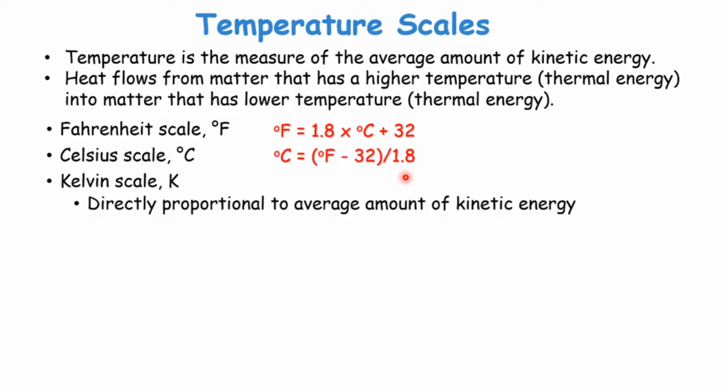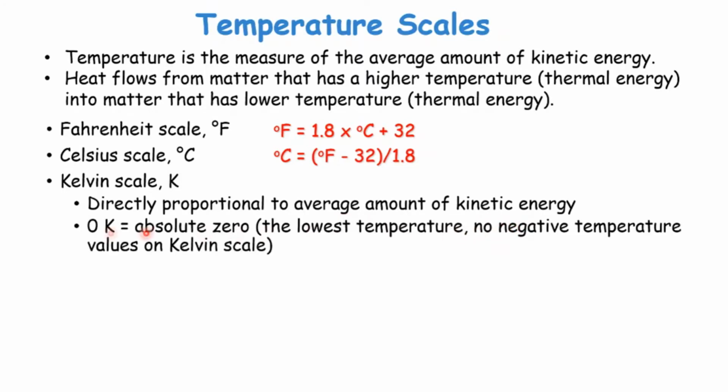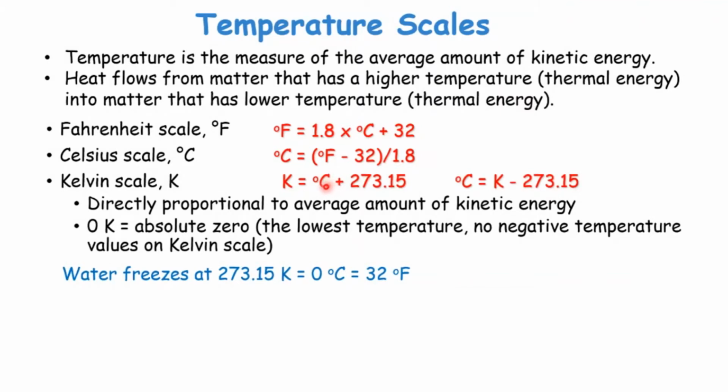Kelvin scale. So Kelvin is directly proportional to average amount of kinetic energy. 0 degree Kelvin, that's the absolute zero. So that's the lowest temperature. Therefore, there are no negative temperature values on Kelvin scale. We can convert temperature from Celsius into Kelvin using this equation, or we can convert Kelvin into Celsius using this equation.